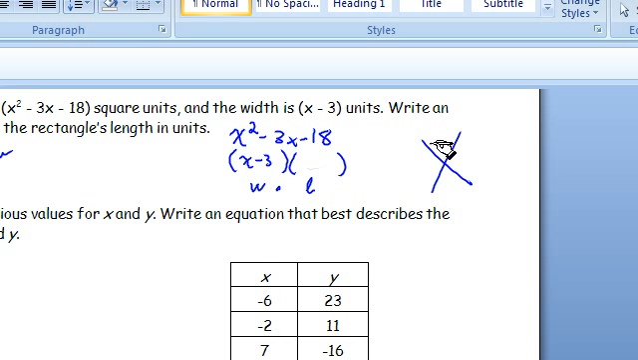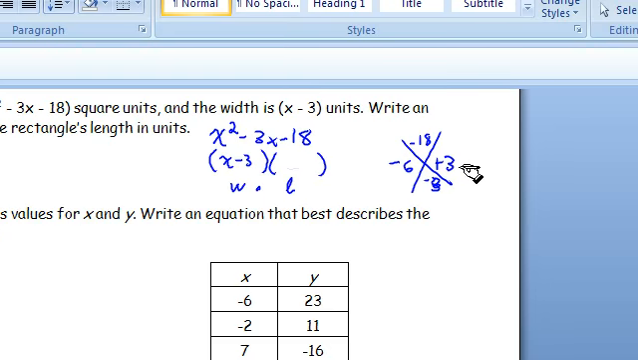So we need to find two numbers that multiply to negative 18, but add to negative 3. So that'd be negative 6 and positive 3, right? So let's see here. Wait, so hold on. These factors need to be x plus 3, x minus 6, and then that would give us x squared minus 6x plus 3x plus 18. That would be x squared minus 3x plus 18.